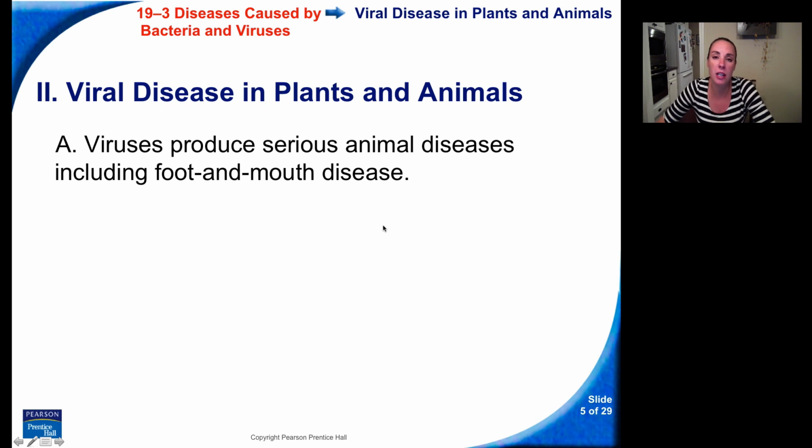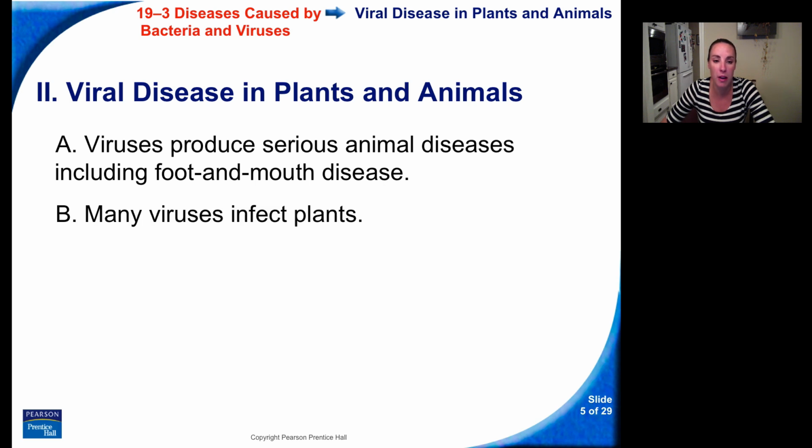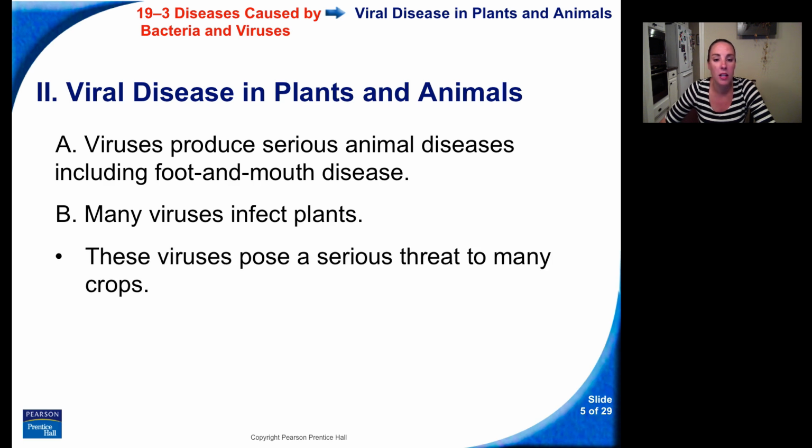In plants and animals, so viruses can infect plants as well. Viruses produce serious animal diseases, including foot and mouth disease. Many viruses also infect plants. These viruses pose a serious threat to many crops.